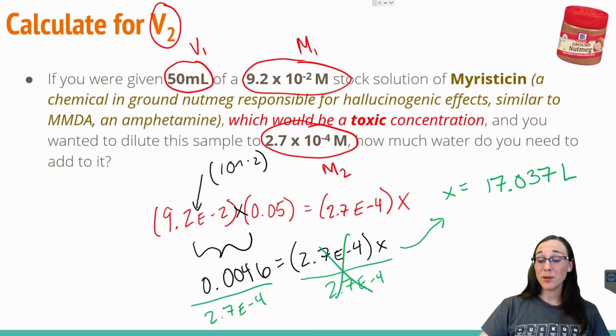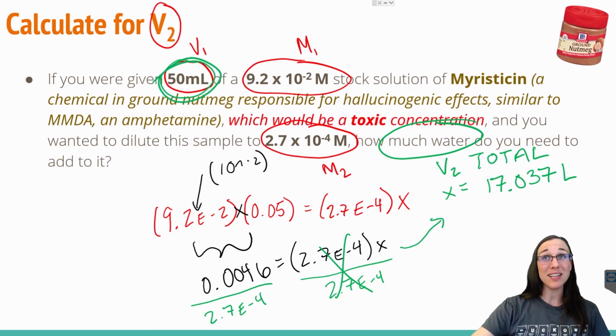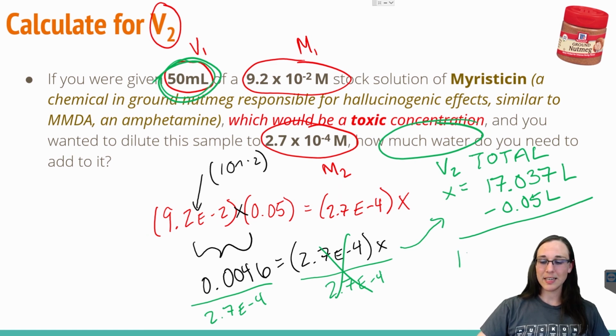17.037 liters. Now remember, this is V2, and V2 is a total volume. That means that this also includes the initial milliliters we started with. So in order to figure out how much water we need to add to the already starting amount of 50 milliliters, we need to first subtract the two from each other. So 17.037 liters minus 0.05 liters, that was our 50 milliliters that we started with, would be how much water we need to add to this 50 milliliters to make it not so toxic. So our final answer should be 16.98 liters is how much water we would need to add to this to dilute the toxic myristicin.